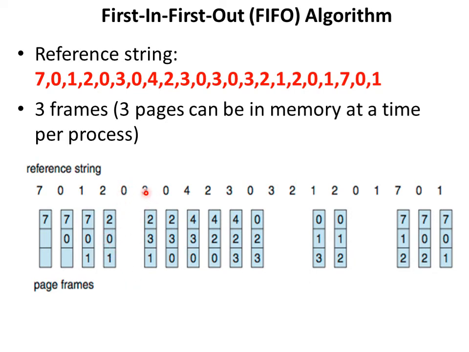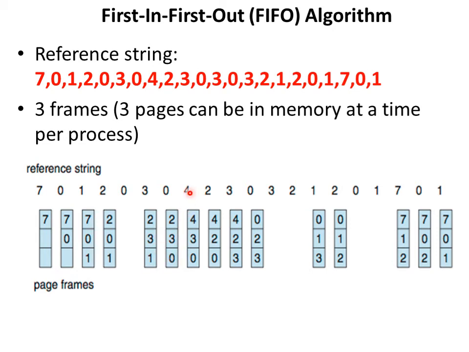Next page is 3. 3 is not there in the memory. So you have to find the victim frame, that is the oldest frame in the memory, that is 0. 0 is replaced by 3. Next incoming page is 0. The 0 is not there in the memory. The oldest frame is 1. So 1 is replaced by 0 here.